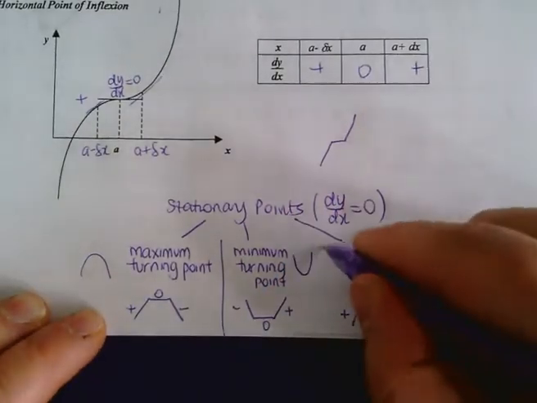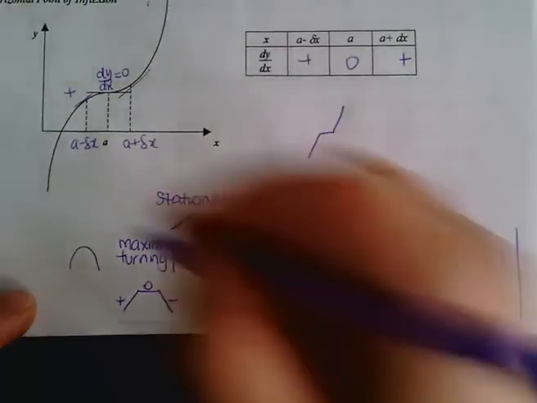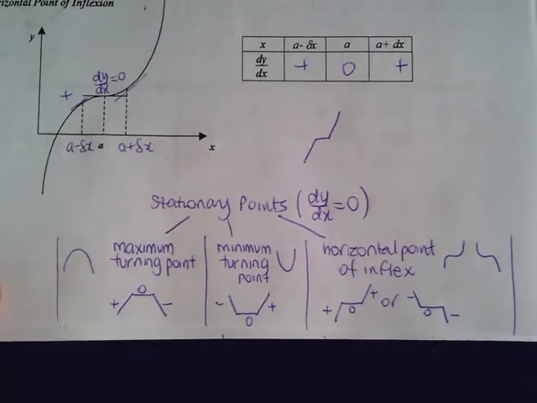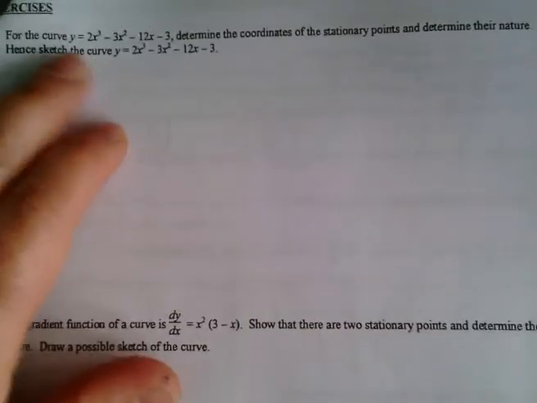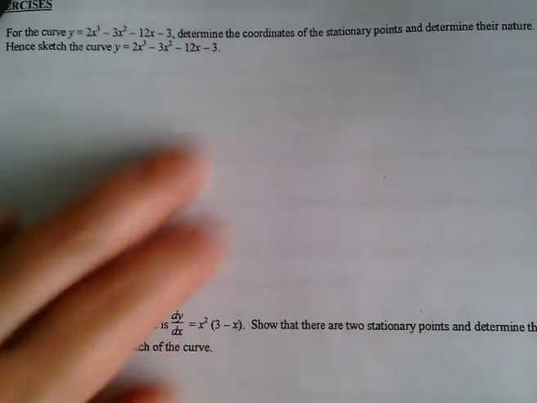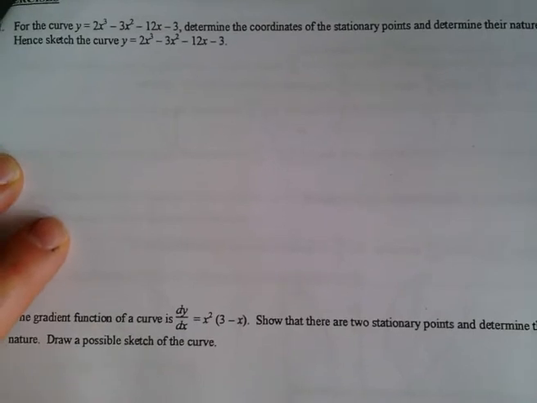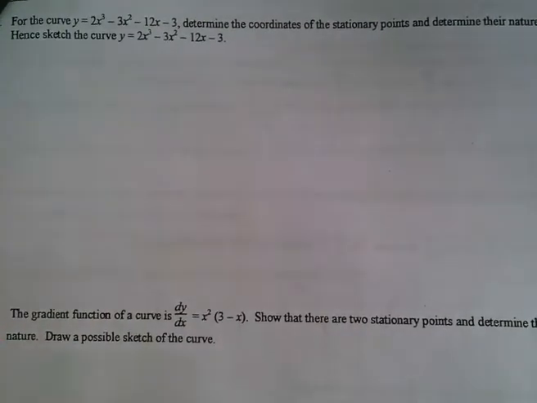So there are three types. So what we're doing today, we'll be taking the first derivative, putting it equal to zero. And then on either side of where the derivative is zero, we're just going to look at the gradient of the curve. Got a couple of questions here. So for this curve, y equals 2x cubed, etc., determine the coordinates of the stationary points and then determine their nature, hence sketch the curve.